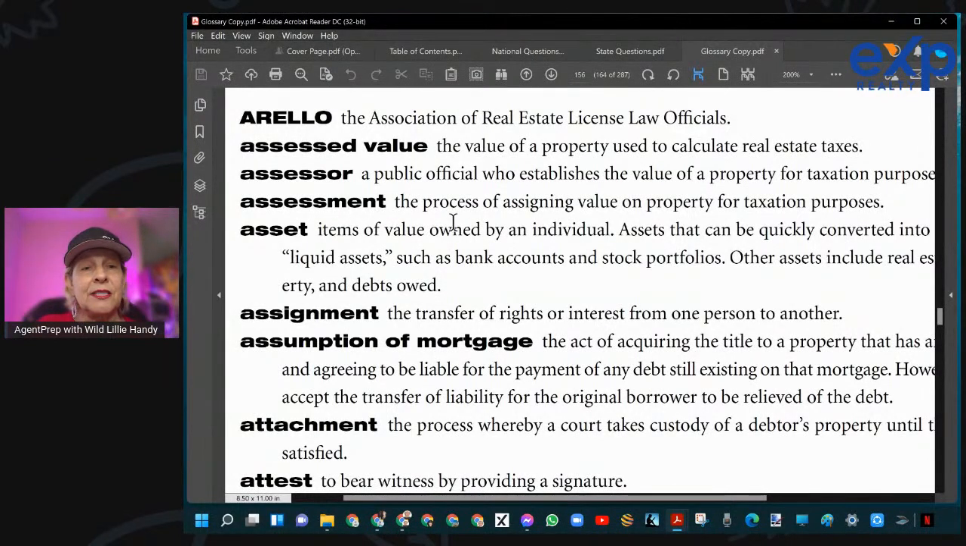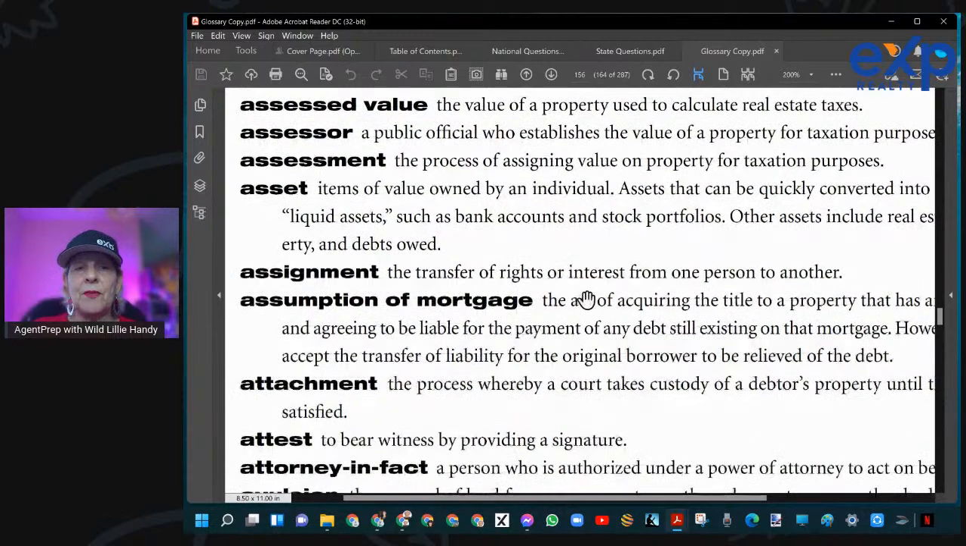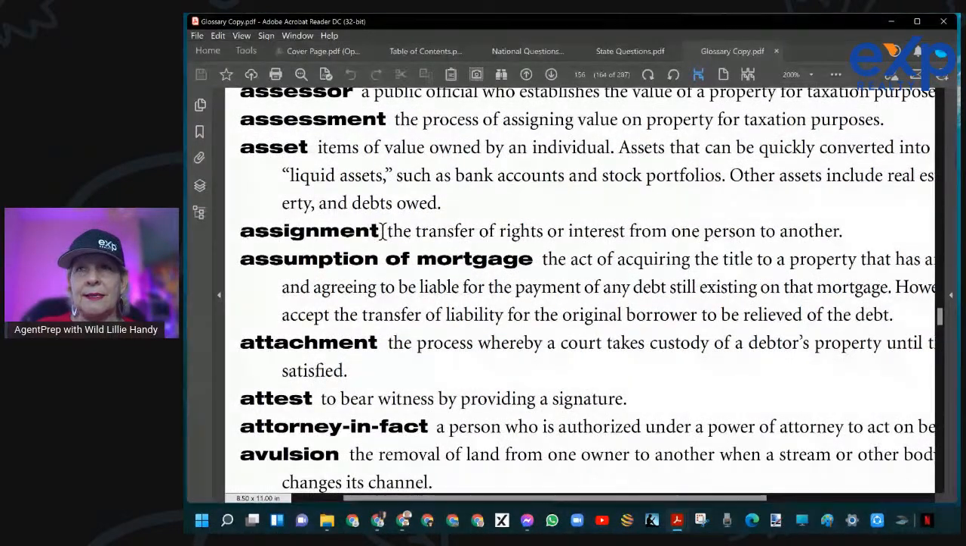Assessment, that's the process. So you have the assessed value that's done by an assessor, and that assessed value is an assessment, the process of assigning the value on property for taxation purposes. Okay? And what is an asset? An asset is any item of value owned by an individual. That could be your car, your motorcycle, your house. It can be stocks and any other property, jewelry, anything that has value that you can sell or buy.